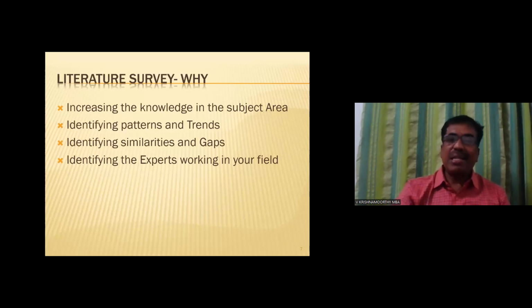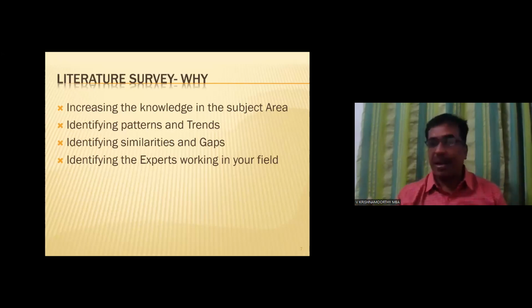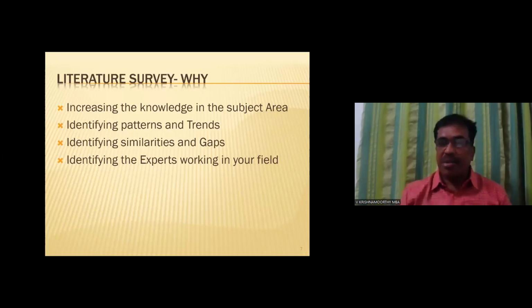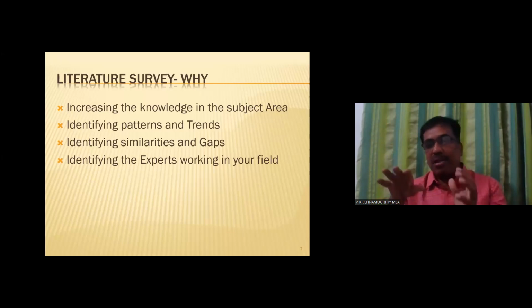Literature review increases the knowledge in the subject area. That is the first objective. That means you can get the background about the study. It will also be very, very useful to write the introduction. Whenever you write an introduction, normally we say the introduction is like a hand of the paper, a hand of the research paper, or a hand of the thesis.